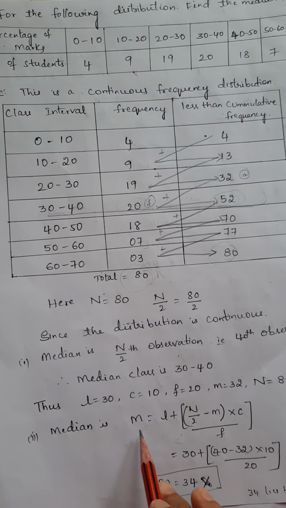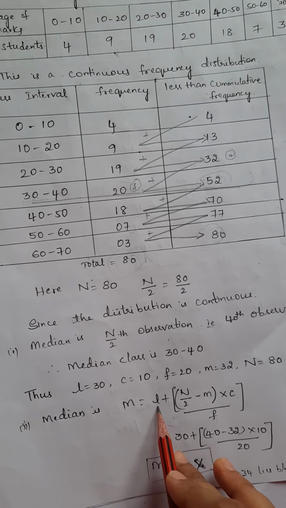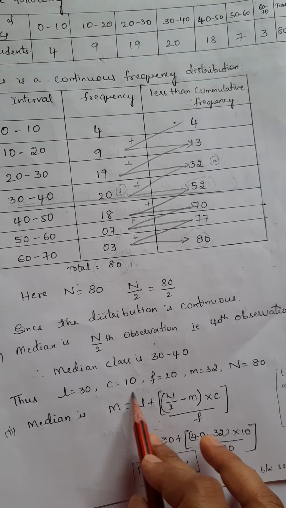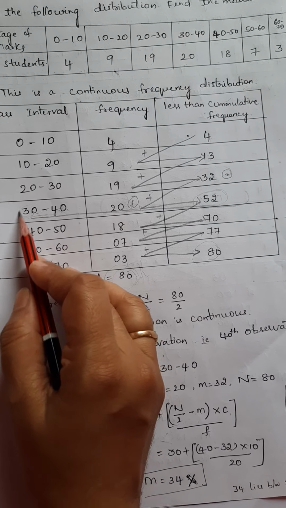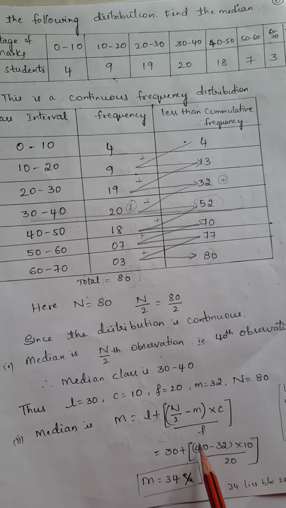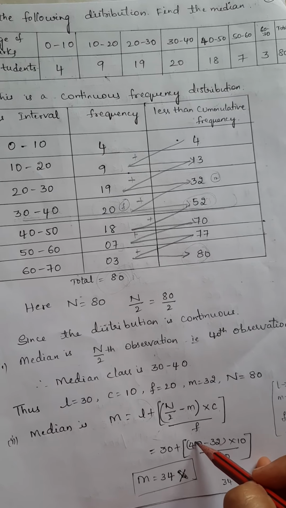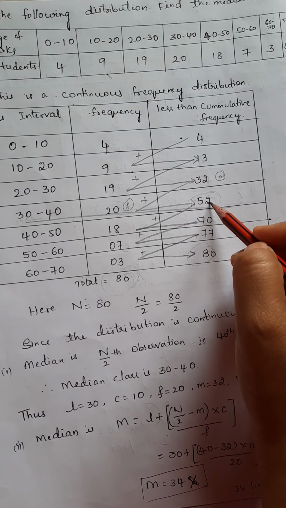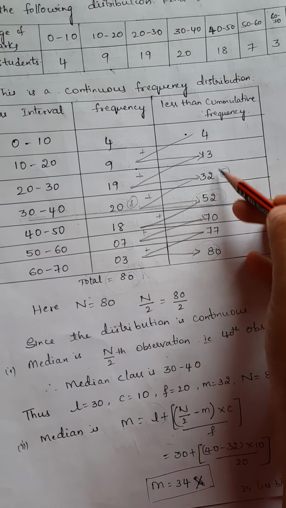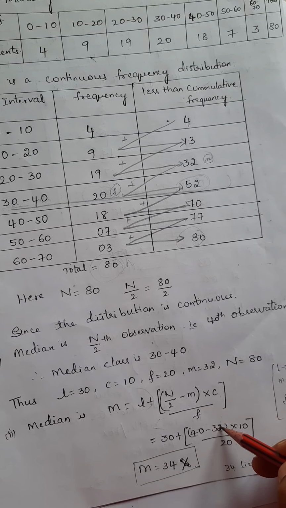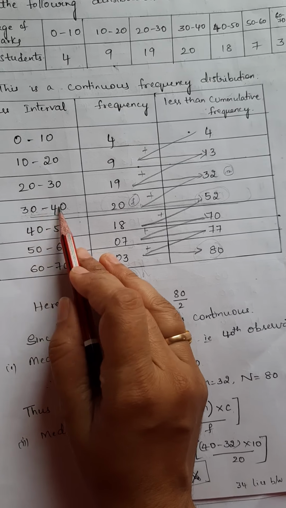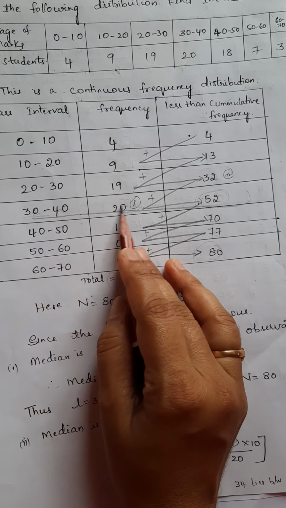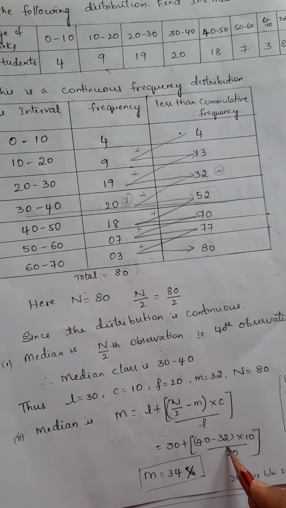In the second stage, we will make use of this formula. M is equal to L plus (N by 2 minus m) into C divided by F, where L is nothing but the lower limit of the median class, that is 30, plus N by 2, we have calculated it as 40, 40 minus m. m is the cumulative frequency preceding the median class, that is 32, into C, the difference between the class interval, which is 10, divided by F, the frequency corresponding to the median class interval, which is 20.